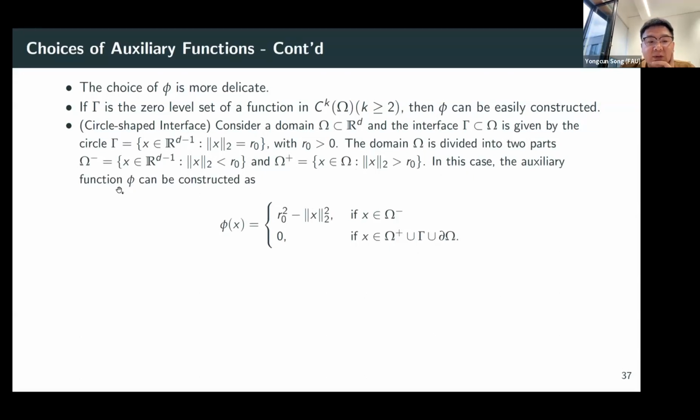And then we can define the auxiliary function phi in this form. That is, in the subdomain omega minus, we just consider the function Vx. It is smooth, in C^k of omega. And then on the interface and in the domain omega plus and the boundary, we just take 0. And in this way, we can construct phi x, and it satisfies all the requirements. It is continuous on the whole domain, and in each subdomain, phi x belongs to C2 of omega.